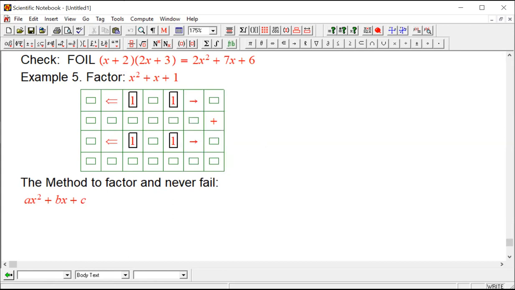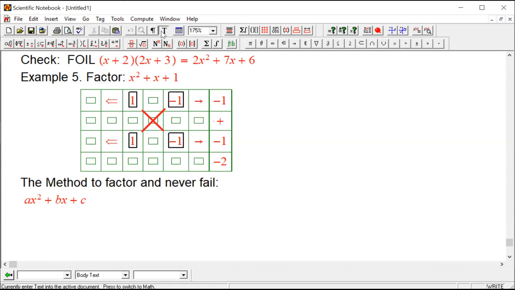If we do the cross product, 1 times 1 is 1, and 1 times 1 is 1. 1 plus 1 is 2. It doesn't match the 1. Then you say, oh, I'm going to try negatives. So this is -1, this is -1, this is -2. It doesn't match the +1 either. How about you put a -1 here?